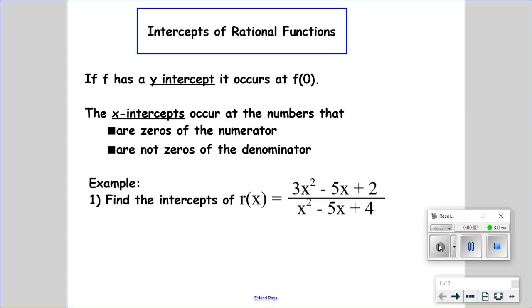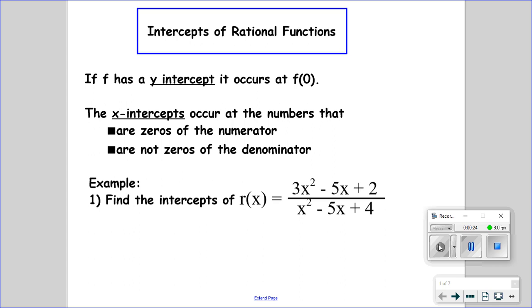Hi everyone. In this video, we're going to talk about how you find the x and y intercepts of rational functions, and then we're going to look at how we can put together everything we've been finding and come up with a sketch of the graph of a rational function.